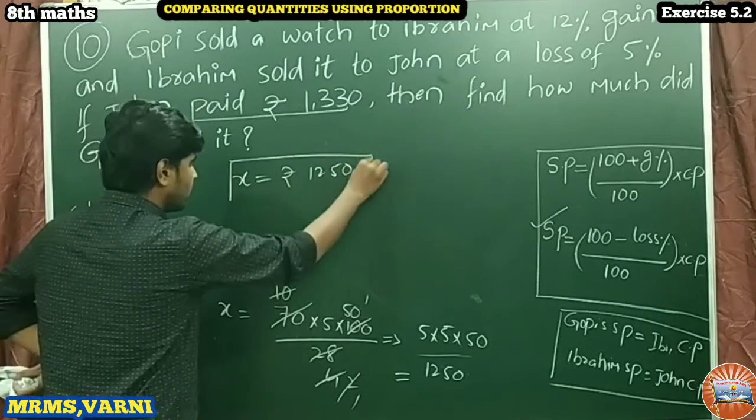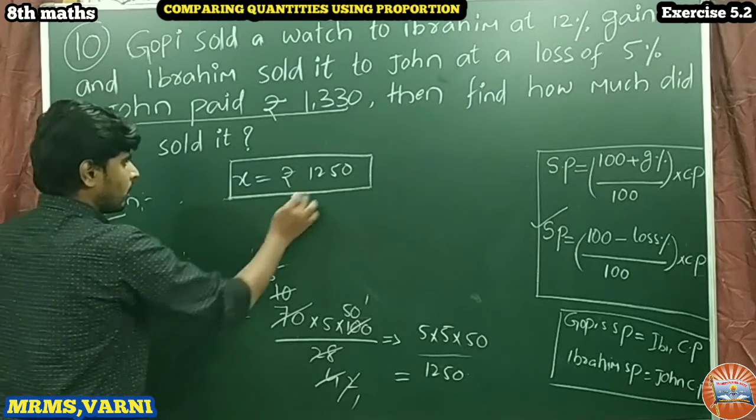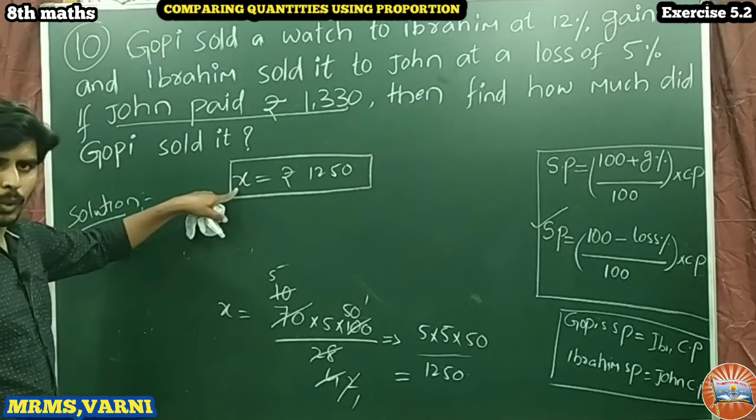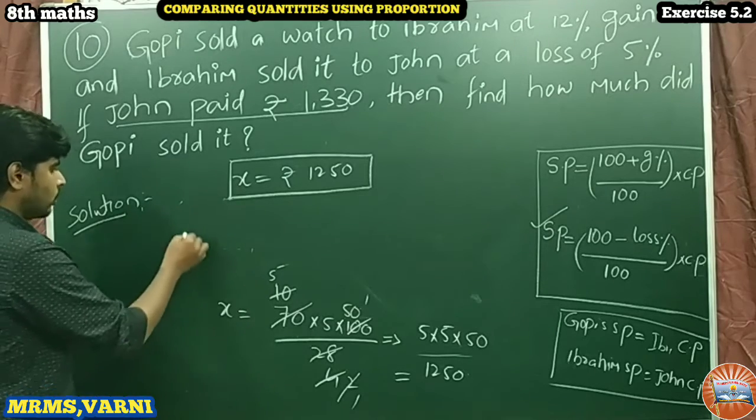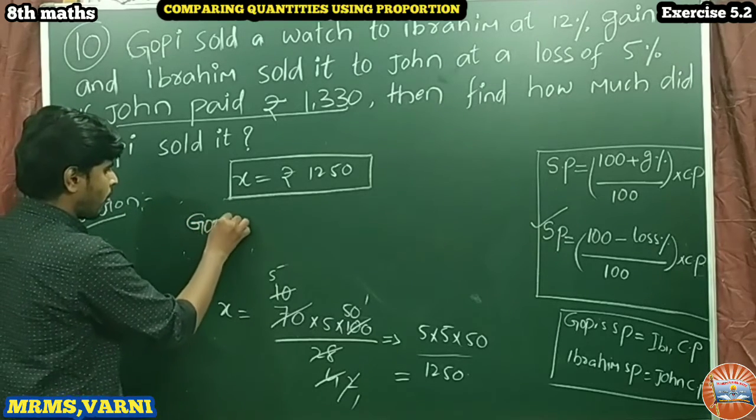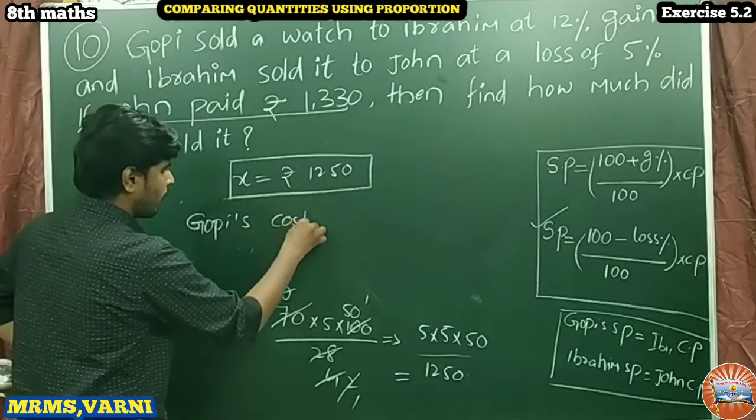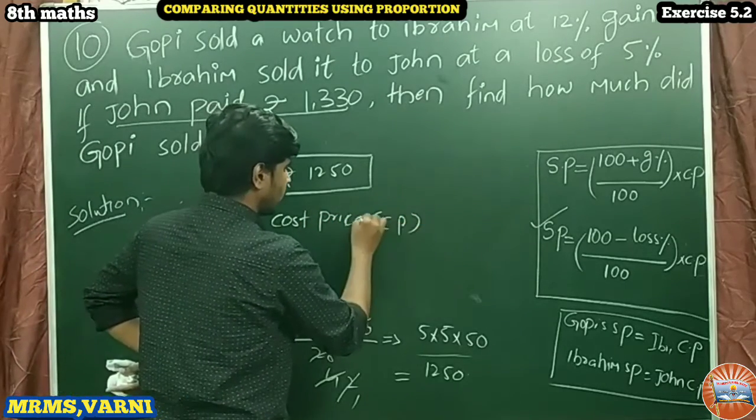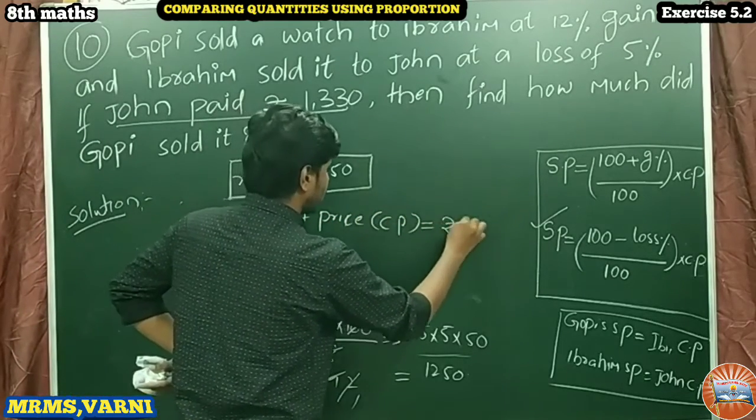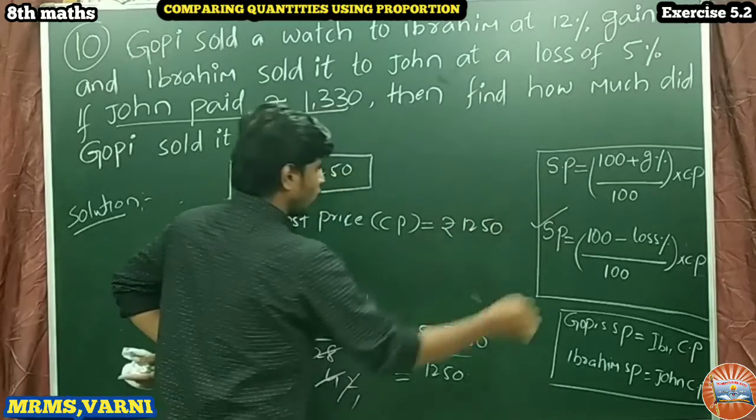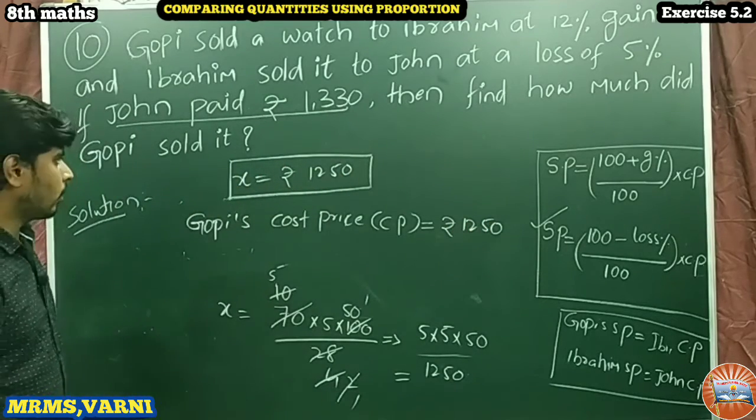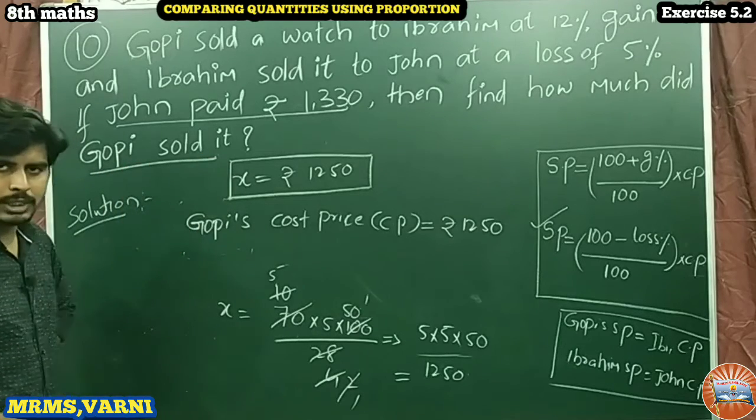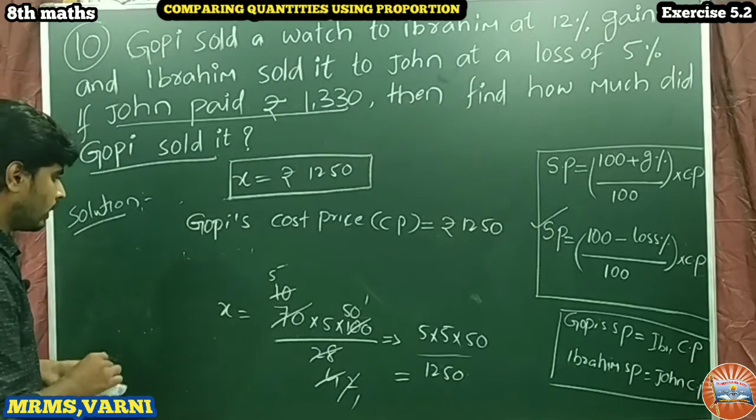What is the x value here? In the earlier part of this problem I have written x is nothing but Gopi's cost price. Okay, so Gopi's cost price, CP, is equal to rupees 1250. What we actually want to find is, Gopi sold it, it means Gopi's SP. Okay, how do you find it?